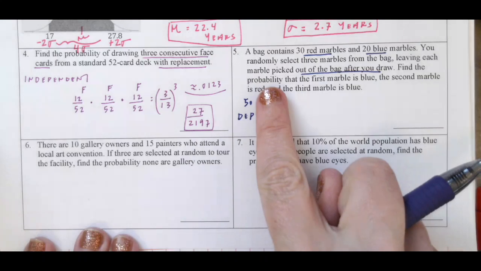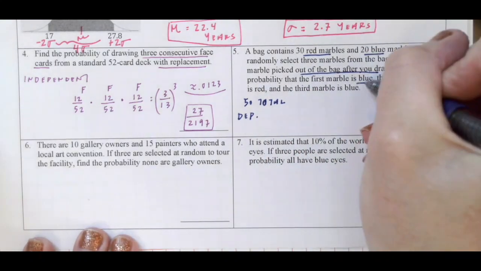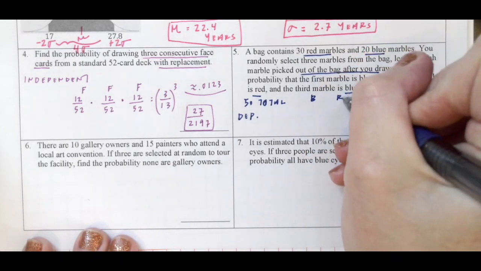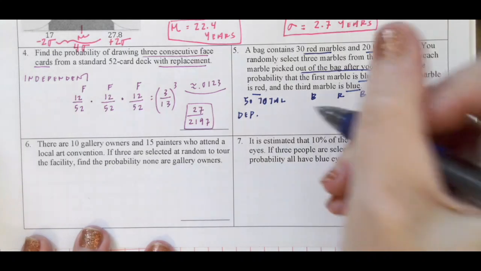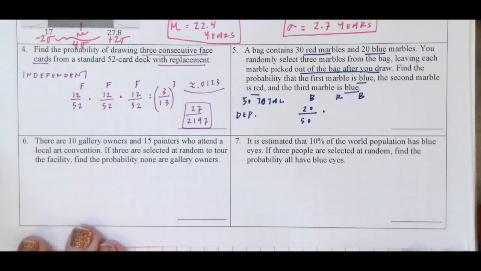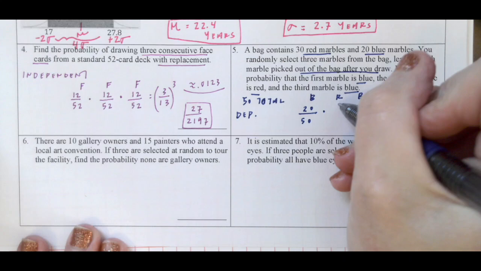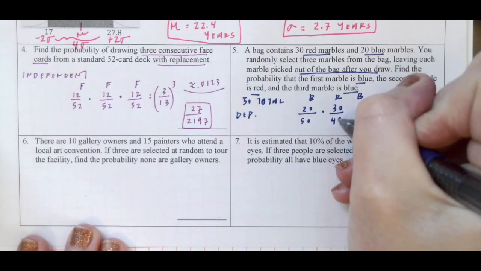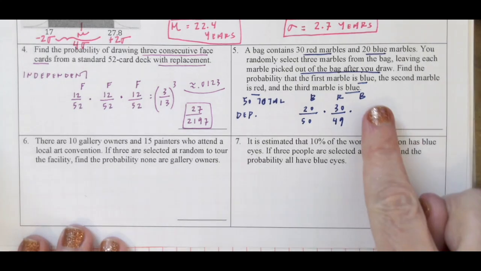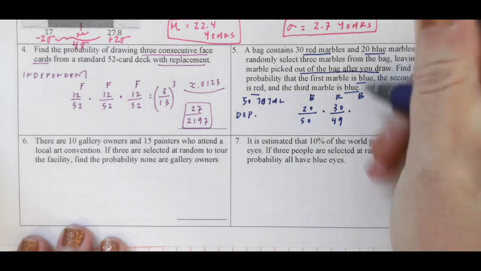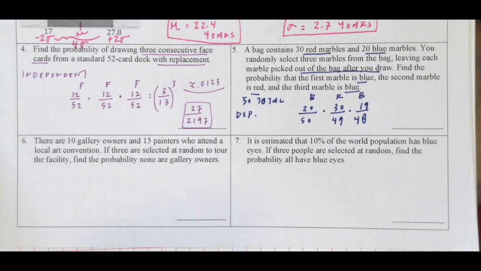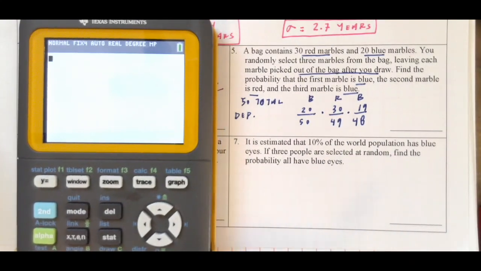Okay, find the probability the first marble is blue, second one is red, third one is blue. So blue, red, blue. So we start with 20 blue out of 50 total. That marble does not go back in the bag. Now we draw a red. So 30 red, but 49 total marbles. That marble does not go back in the bag. So now blue, we have 1 less than that 20 and 1 less marble overall. Okay, multiply it across.